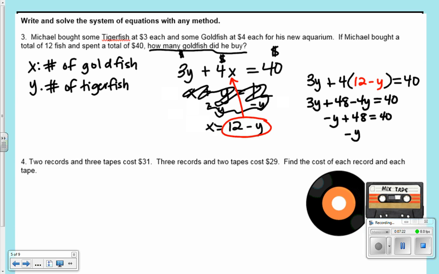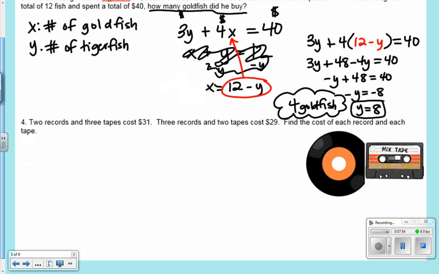Subtract 48. Can't have a negative, so really Y equals positive 8. Okay, that's one of my answers. But they're wanting to know how many goldfish. Well, if I reread the problem, it says he bought 12 fish total. So if 8 were tigerfish, 4 have to be goldfish. And that is my final answer. Okay, so a lot of steps there. You had to find your variables, you had to write your equations, and then you finally had to solve them.